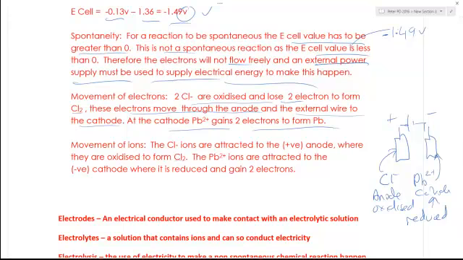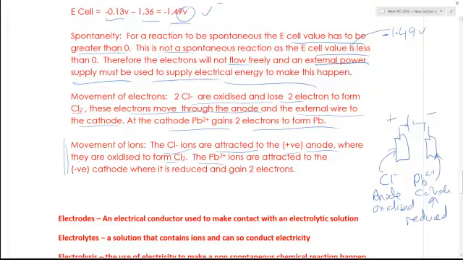When you're talking about it, for instance, the chloride ions are attracted. That's an important point to make, because they are attracted to the anode, which is positive, where they're oxidized to form Cl2. Just to note, the sign, the positive and negative of the anode and cathode swaps. In electrolysis, the anode is positive, but in a galvanic cell it will be negative. Anyway, the Pb2+ ions are attracted to the negative cathode, where it's reduced and gains electrons.